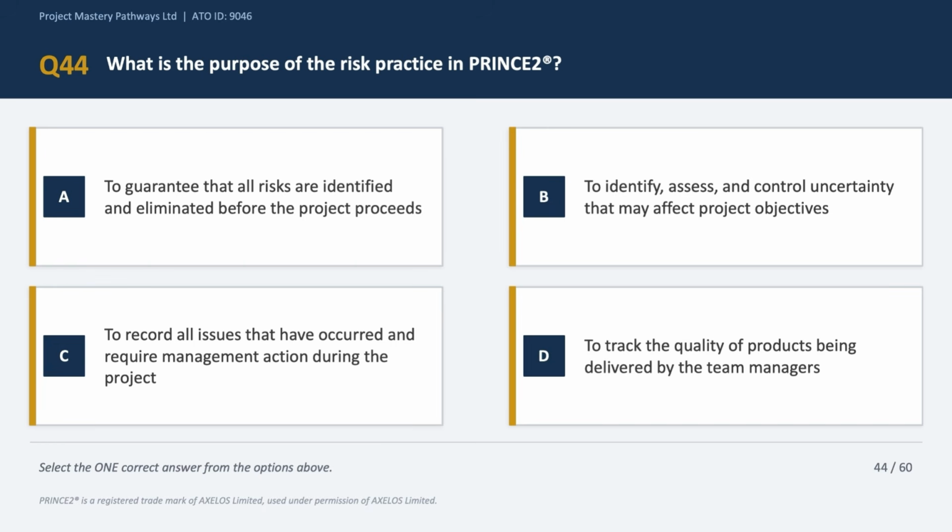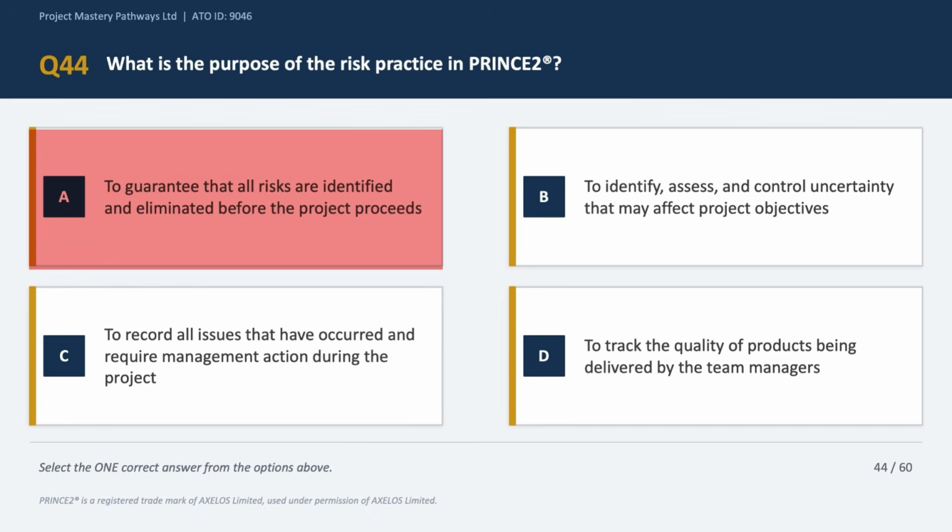Moving on, what is the purpose of the risk practice in PRINCE2? Now let's look at the options one by one. Option A says to guarantee that all risks are eliminated. Okay, now that's quite superlative, right? Really, all risks are eliminated. Now, no risk practice in reality can guarantee elimination of all the risks, right? So that is simply not realistic. So that is why option A is incorrect.